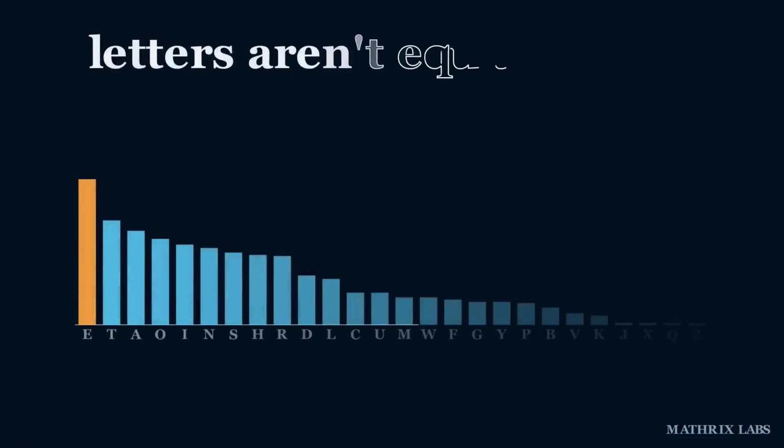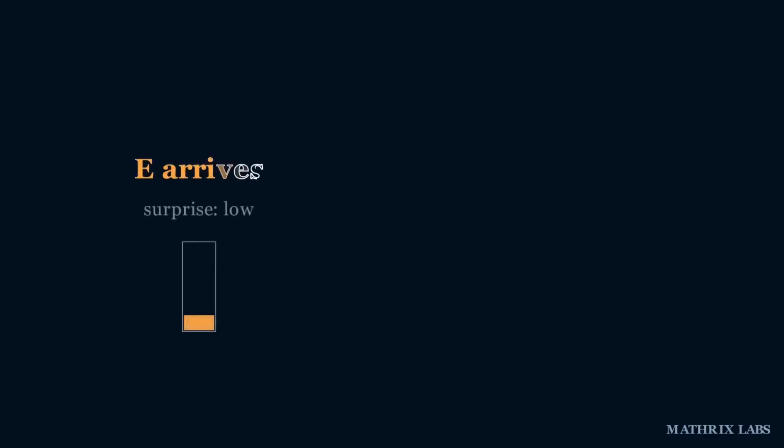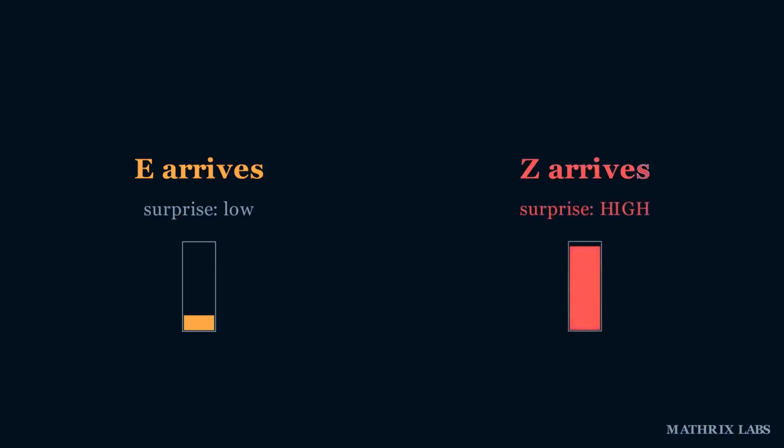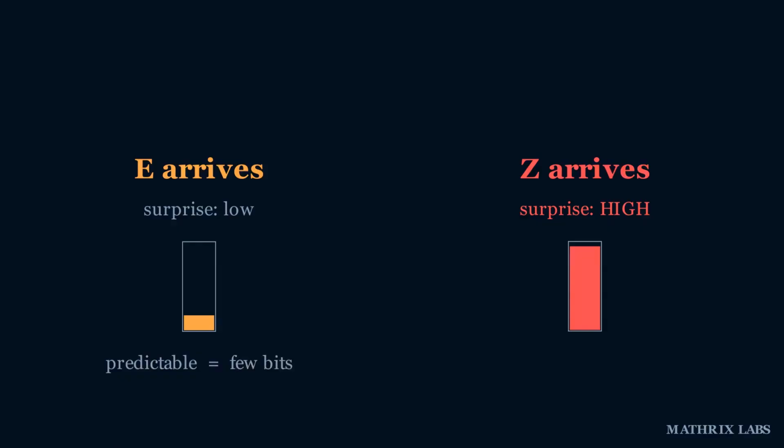But letters aren't equally likely. E shows up in about 12% of English text. Z, barely at all. So when an E arrives, you weren't really surprised, you half expected it. When a Z arrives, you didn't see it coming. That's the second piece of Shannon's idea. Information equals surprise. A predictable letter barely surprises you, so it carries few bits. A rare letter shocks you, so it carries many.